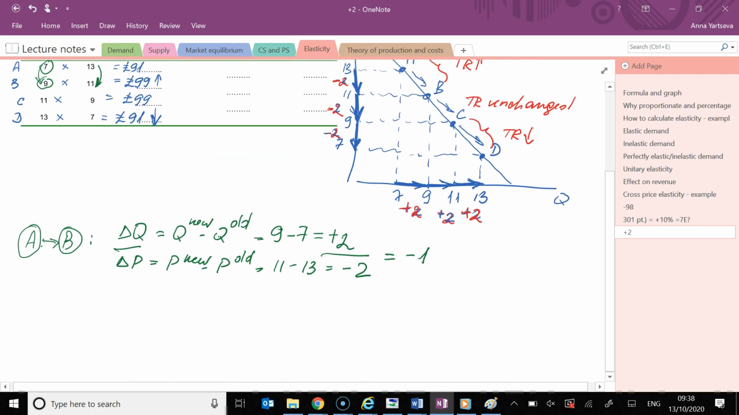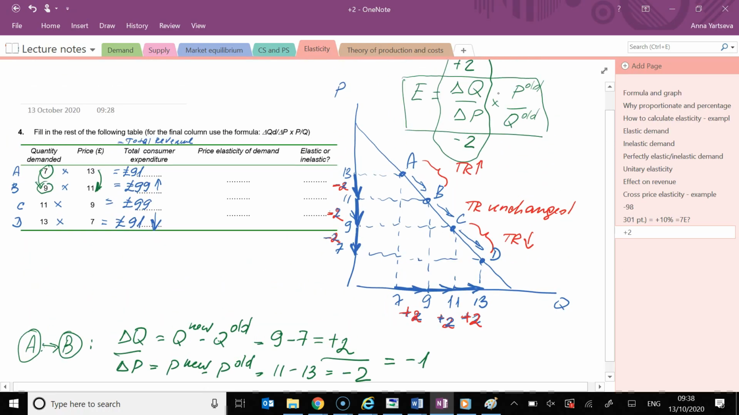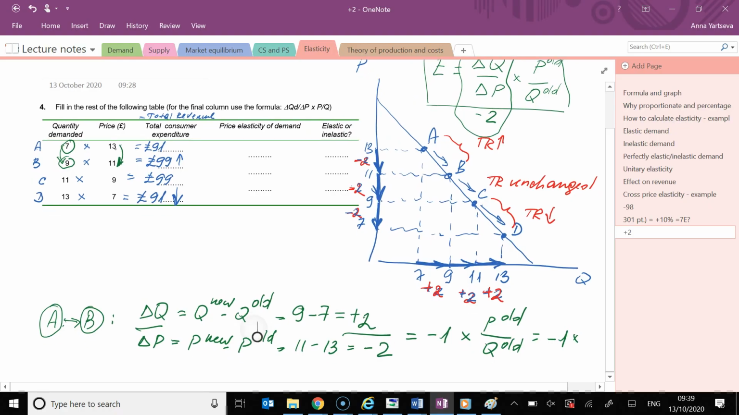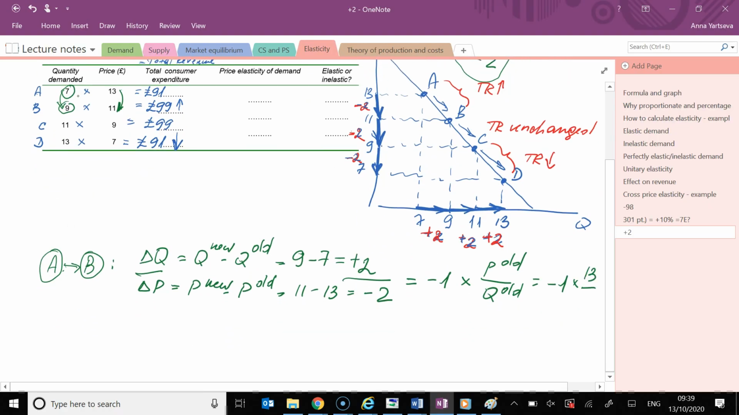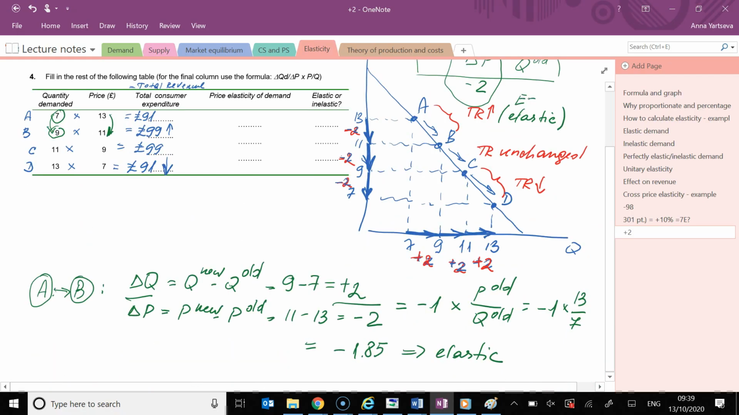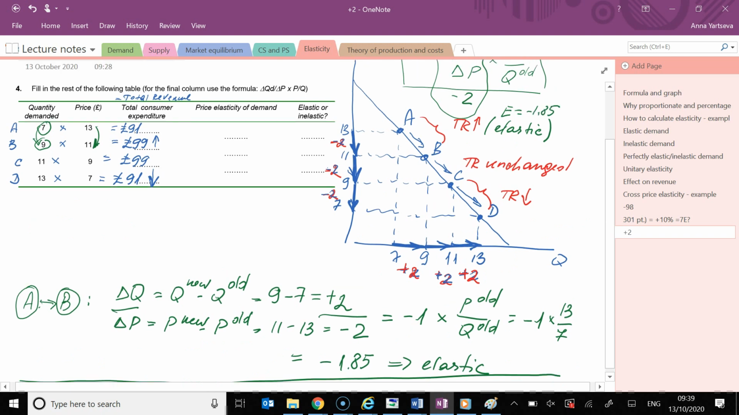It's equal to minus 1, which means that in order to calculate elasticity, we will only need to add different values of original price and quantity. So let's add our original or old price, and let's add our original or old quantity. So it will be minus 1 times old price, used to be 13, old quantity used to be 7, which means that our elasticity is going to be minus 1.85, which is elastic. It's greater than unity in absolute terms, so between points A and B, demand is elastic. Elasticity is minus 1.85. Any questions at this stage?